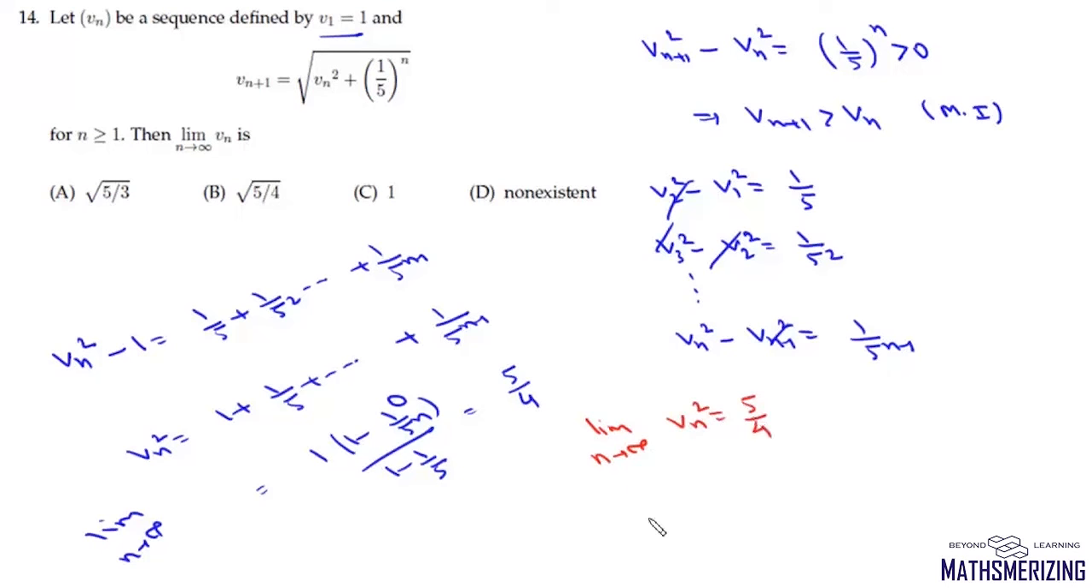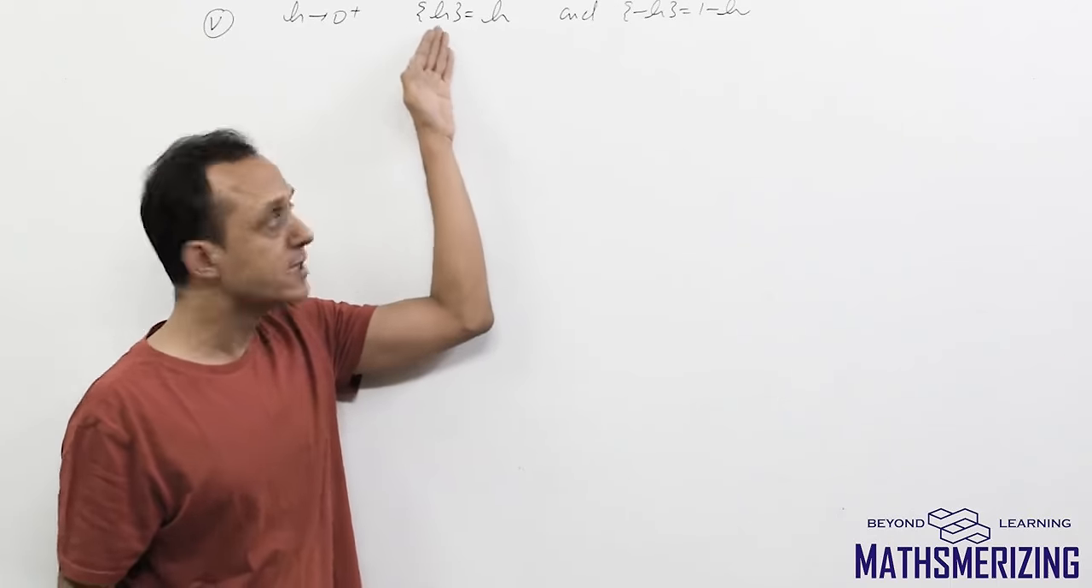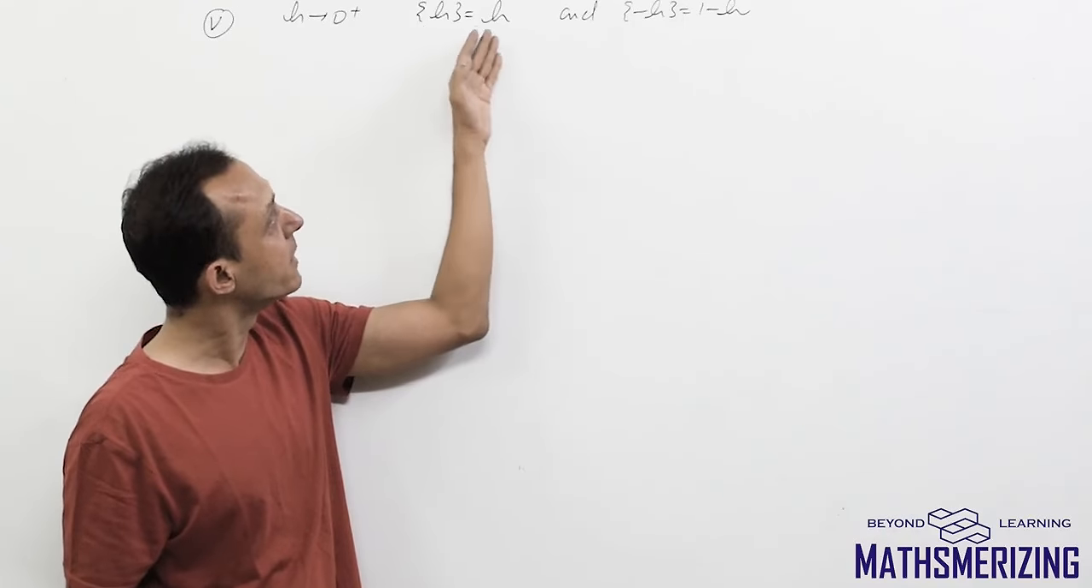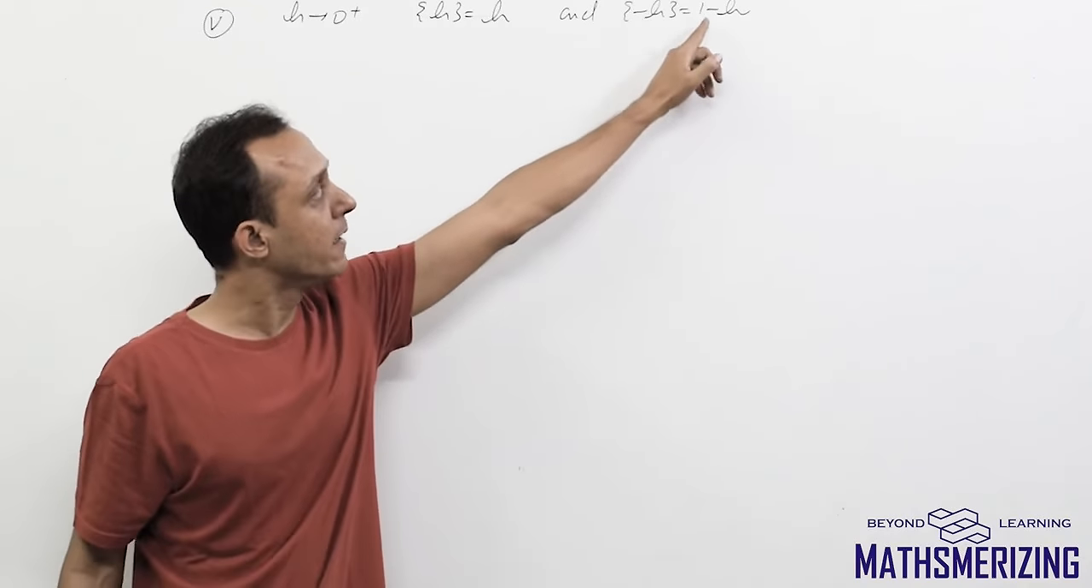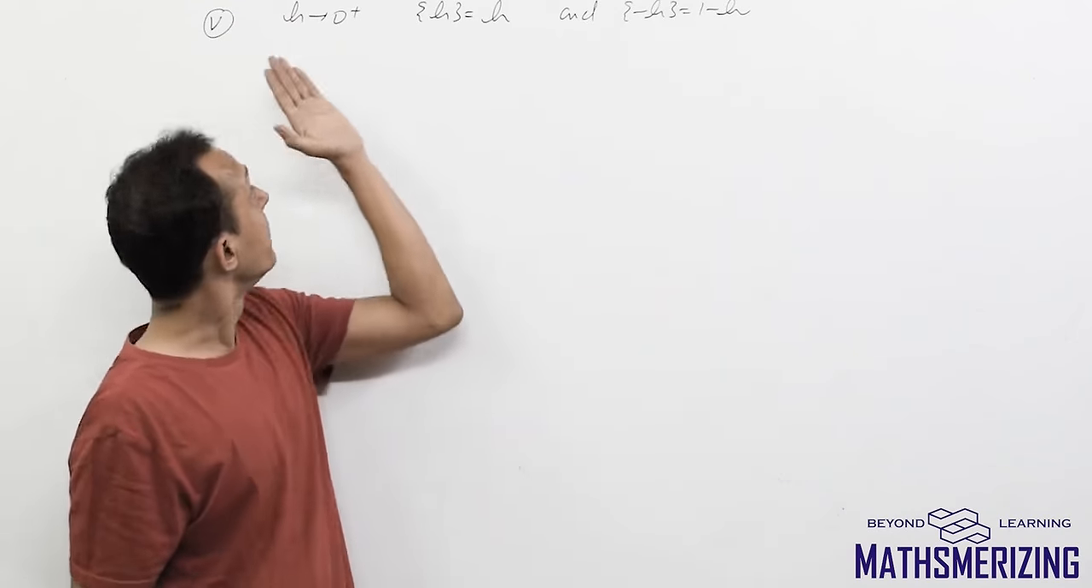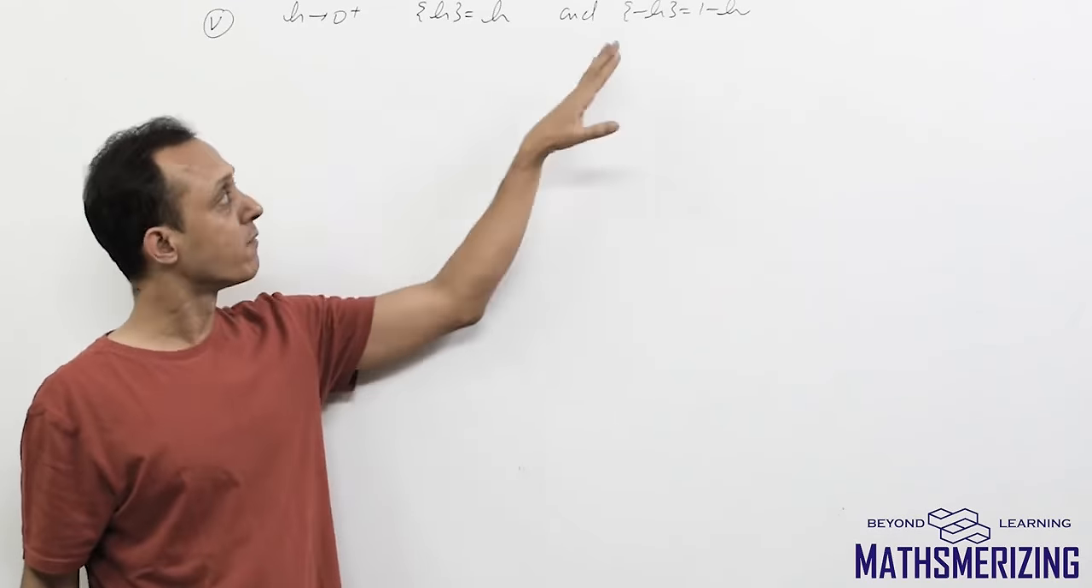Now the fifth property is, if h is a very small number, which is nearly 0, a small positive number, then fractional part of h, because this value will lie between 0 and 1, will simply be h. And if it is fractional part of minus h, then it will be 1 minus h. So we use this property when we solve questions in limits.